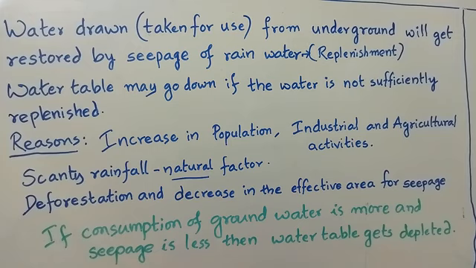Scanty rainfall. Nowadays, rainfall has been taking place very hugely in this past one year. Storms are taking place, floods are coming up, taking lives. But in some years, rainfall will be very, very less. There is scanty rainfall. When rainfall is less, seepage into the underground also will be less.